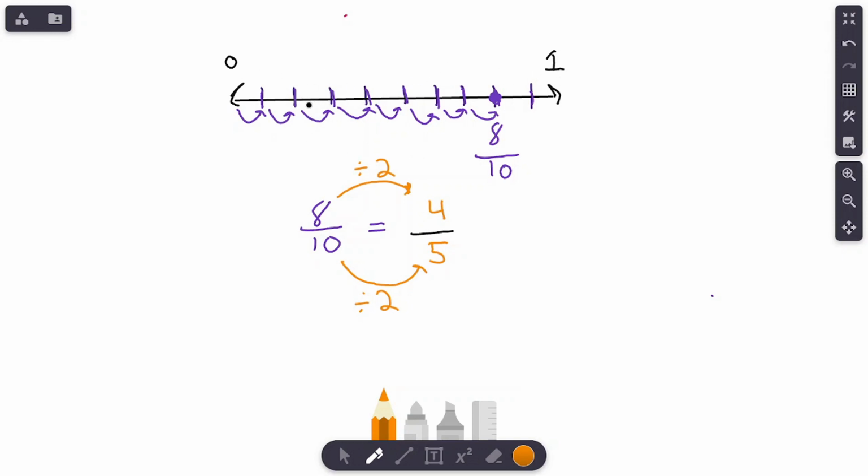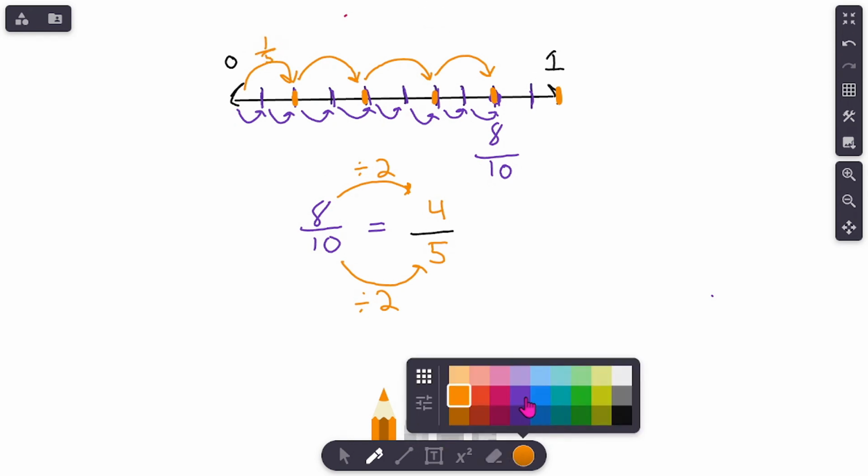Okay? So let's see if we can do that. Here is 1/5, 2/5, 3/5, 4/5, 5/5. Let me prove it to you. 1, 2, 3, 4. 1, 2, 3, 4. Notice this is a 5th. Each of those sections is a 5th.